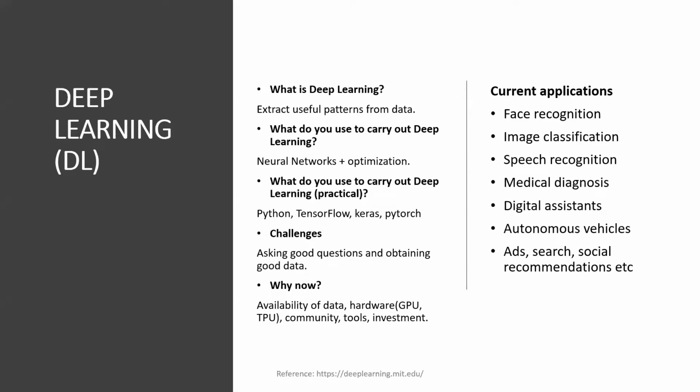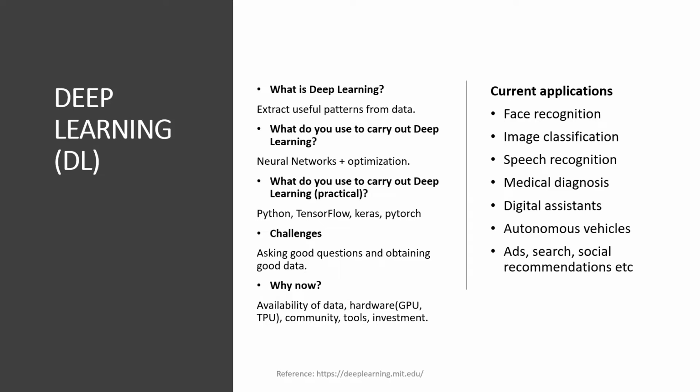And someone would ask, why now? Why are we doing deep learning right now? We're carrying out deep learning because, number one, there is availability of data that can be explored. If you know that we are in the data explosion era, we have data from all over. We have sensor data, we have text data, all that can be explored.